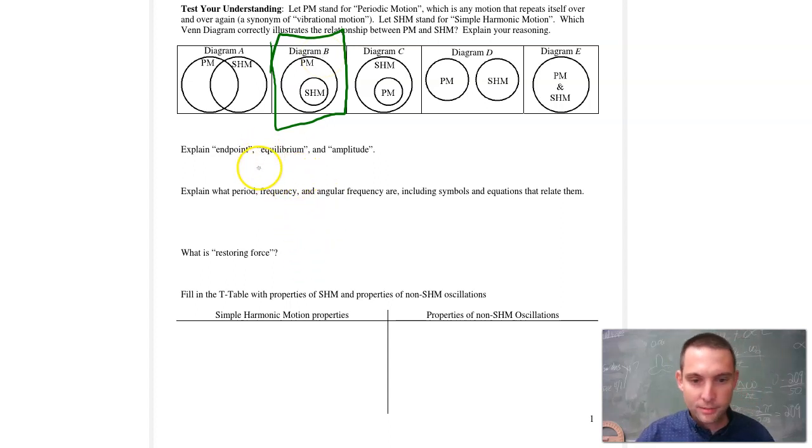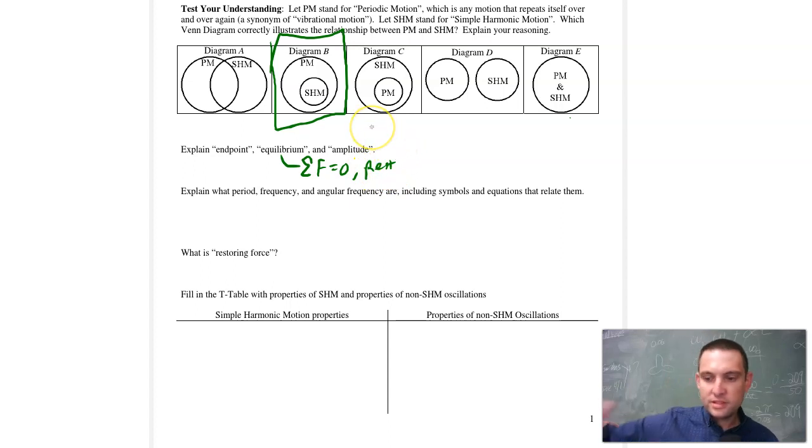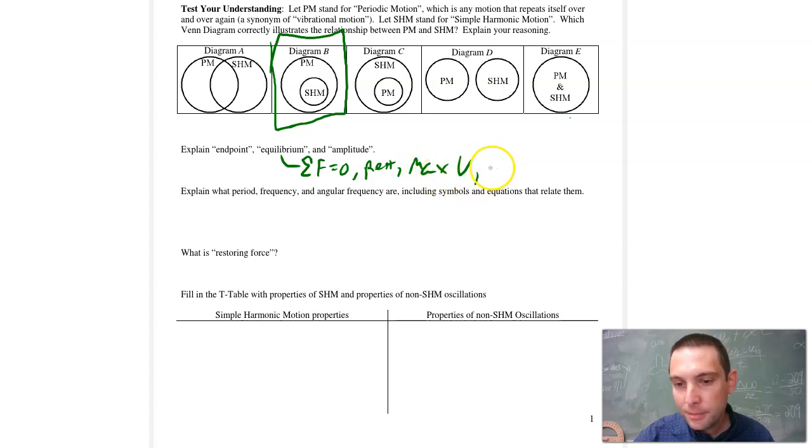Endpoint, equilibrium, and amplitude, you should be able to identify those. Equilibrium point, that's where you have no net force. So at the equilibrium, we know net force equals 0. It's the place where you're at rest. If you consider the pendulum just hanging down, that hanging down spot when the pendulum is at rest and there's no pushing it or moving it or displacing it or anything like that, the net force equals 0. It's at rest. Maximum velocity happens at your equilibrium. Meanwhile, 0 acceleration is happening because there is no net force.